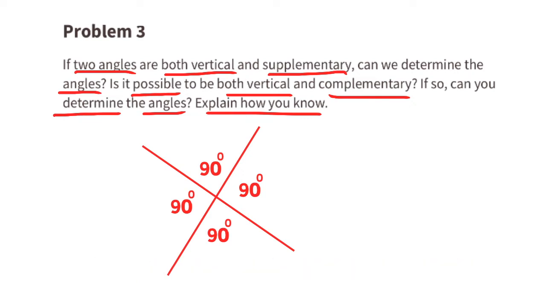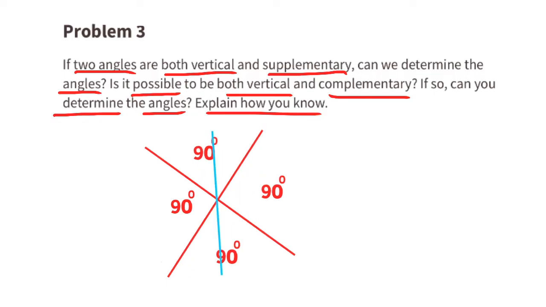The next question says, is it possible to be both vertical and complementary? Complementary angles add up to be 90 degrees, and vertical angles are identical. So what number plus itself equals 90 degrees? 45. So with this vertical line, we can see that this 45-degree angle is a vertical angle and complementary to the 45-degree angle, which is also a vertical angle. Only a 45-degree angle can be both vertical and complementary. So that answer is also a yes.